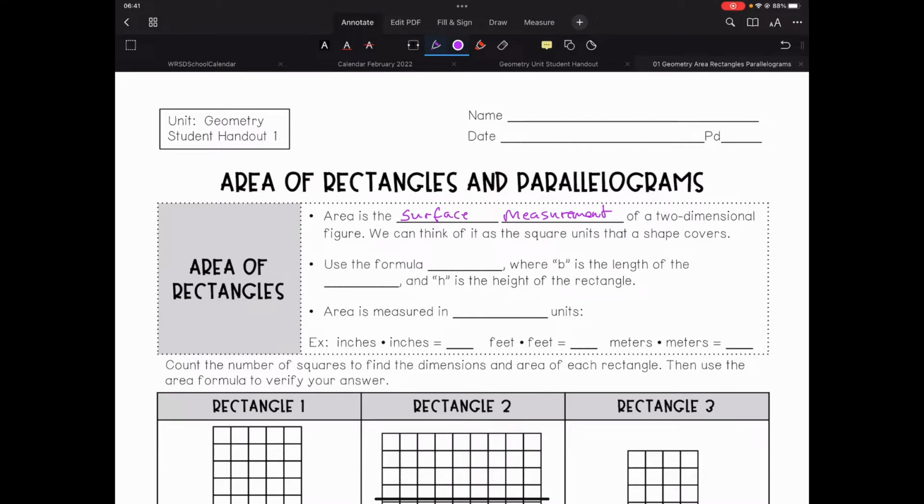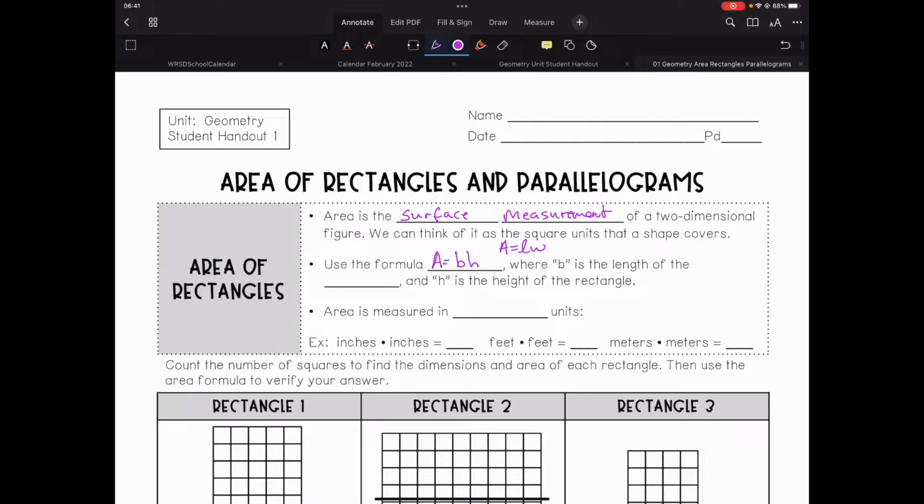There's another way to calculate the area of rectangular shapes and parallelograms, and that's with the use of a formula. So the formula we're going to use is A, and the A is capital for area, equals the base times the height. Sometimes you'll also see it as area equals length times width.